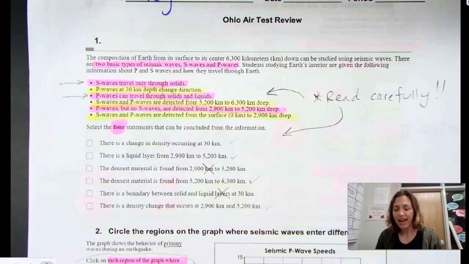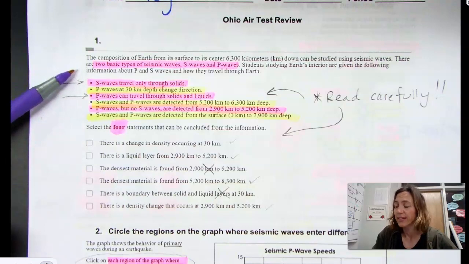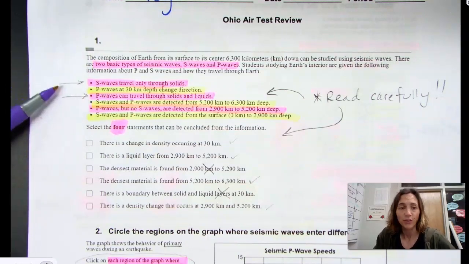Composition of the Earth. How do we know that the Earth has layers? We've talked about that this year, and one way that we know, and probably the most important way, is using seismic waves, P waves and S waves, which are also the waves responsible for earthquakes. They travel through the ground, and some travel through solids and liquids, and some waves travel only through solids. So here we go. Let's review.